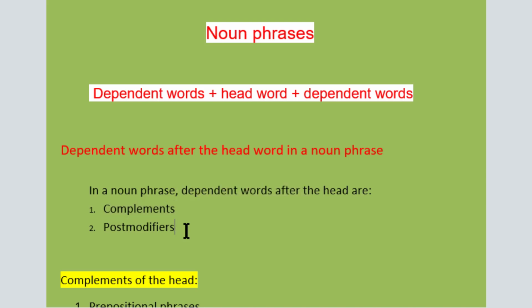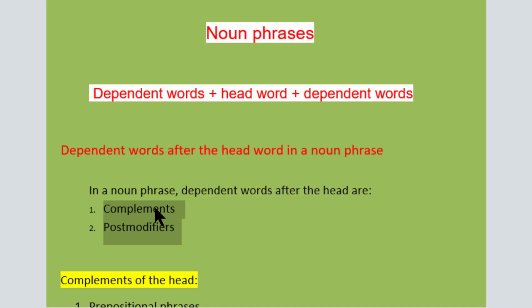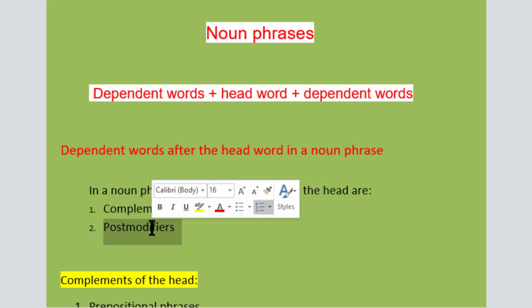What is the difference between complements and post modifiers? If we remove a complement, we are going to lose the core meaning of the sentence, and if we remove a post modifier, we are not going to lose the core meaning of the sentence. What does it mean? It means that complements are essential, and post modifiers are non-essential information. So we can remove even post modifiers without losing the core meaning of the sentences.